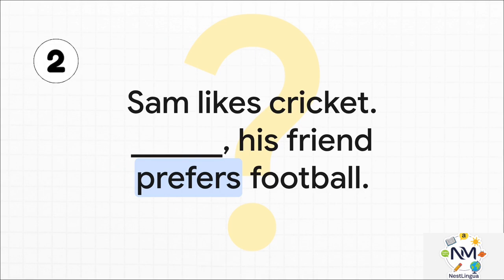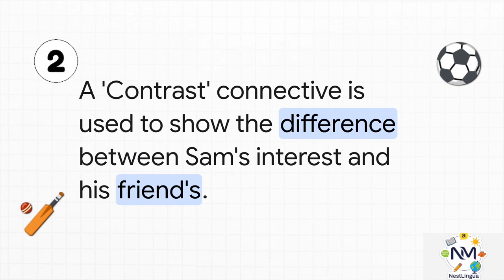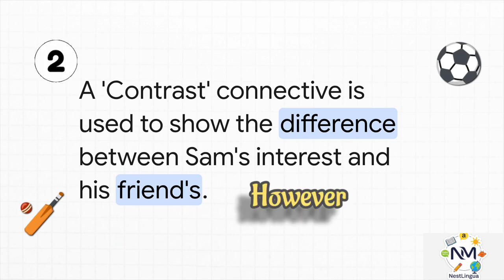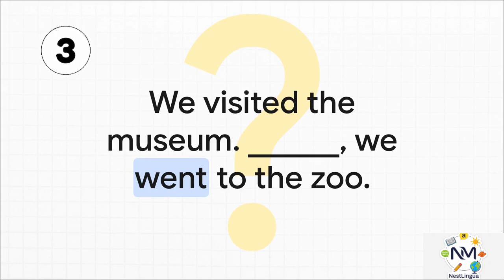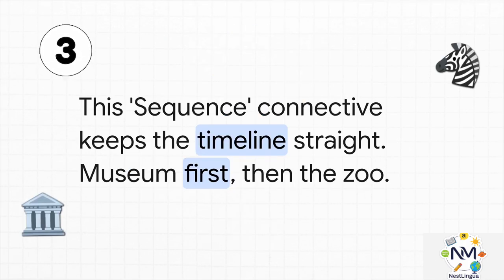So what kind of word do we need to show that difference? Yup, we're showing a clear difference, a contrast between what Sam likes and what his friend likes. That calls for a contrast connective, and however is perfect for setting up that opposition. Let's try this one. We visited the museum. Blank, we went to the zoo. This one's all about the order of events, what happened first and what came next.